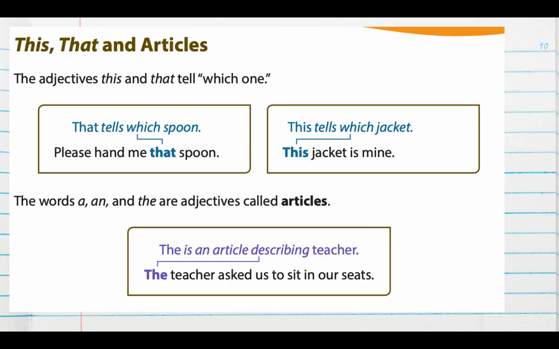So first let's talk about the adjectives this, that, and articles. The adjectives this and that tell which one. For example, please hand me that spoon. The adjective that tells which spoon you are referring to. This jacket is mine. The adjective this tells us which jacket we are referring to.